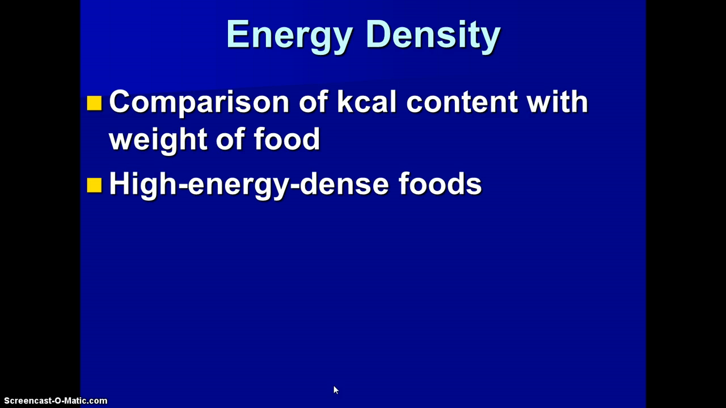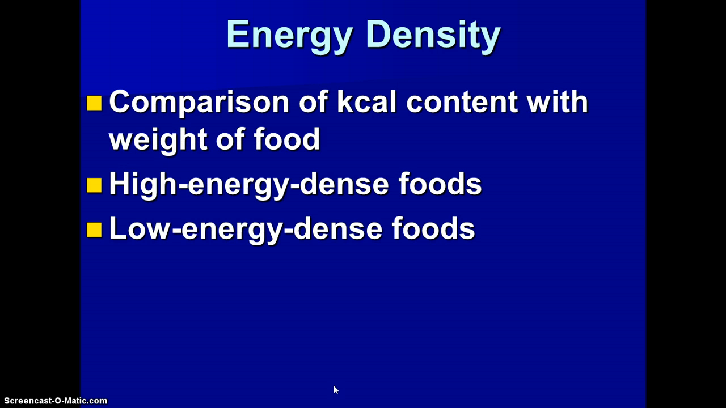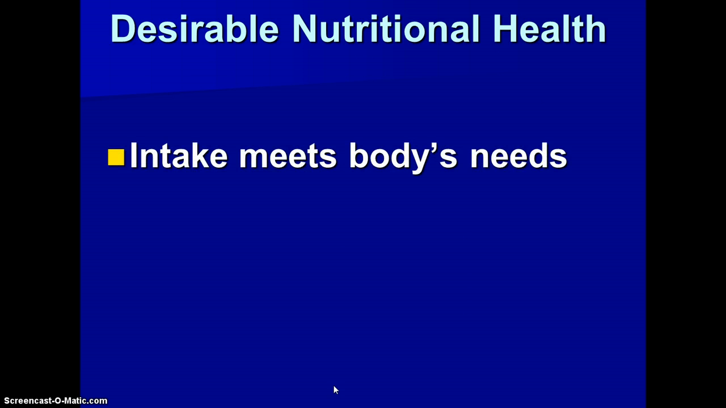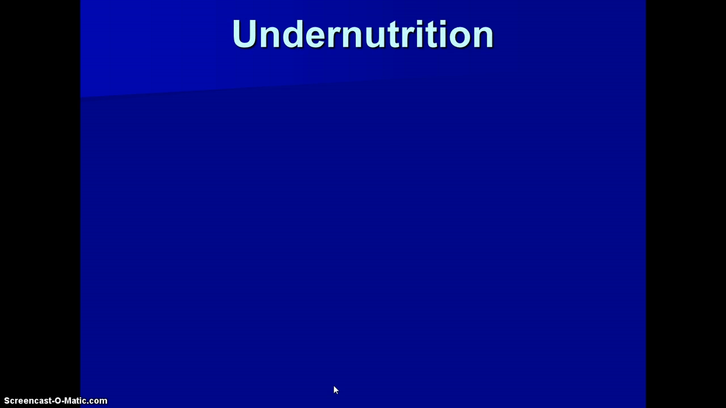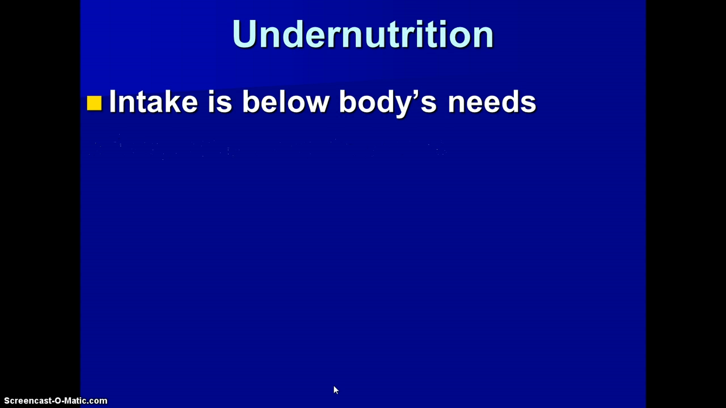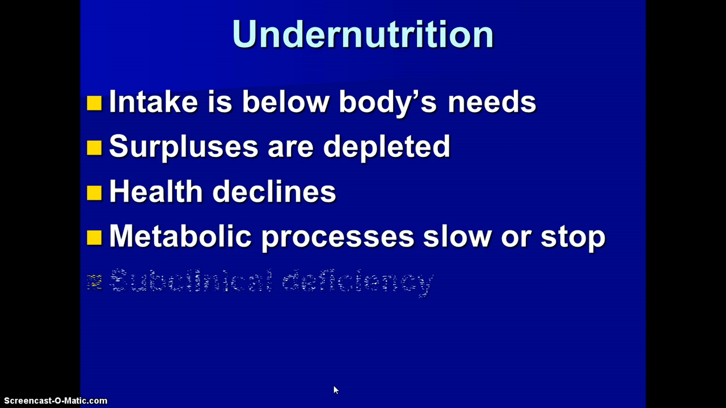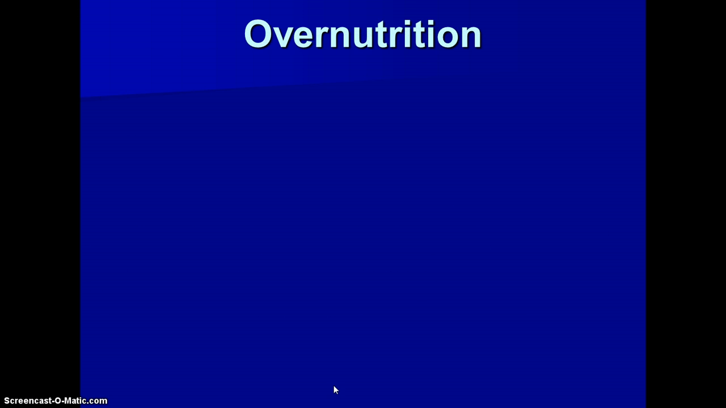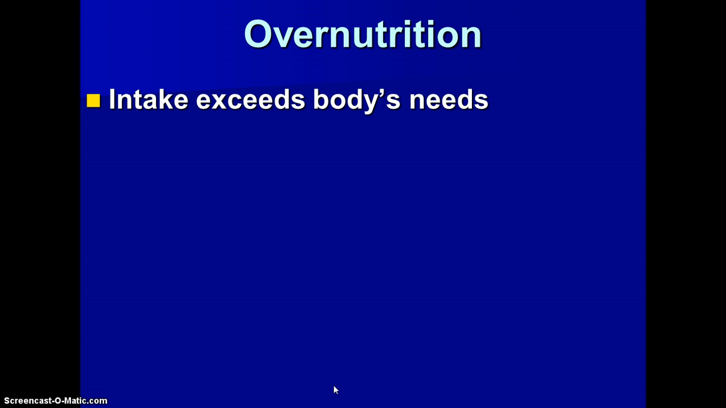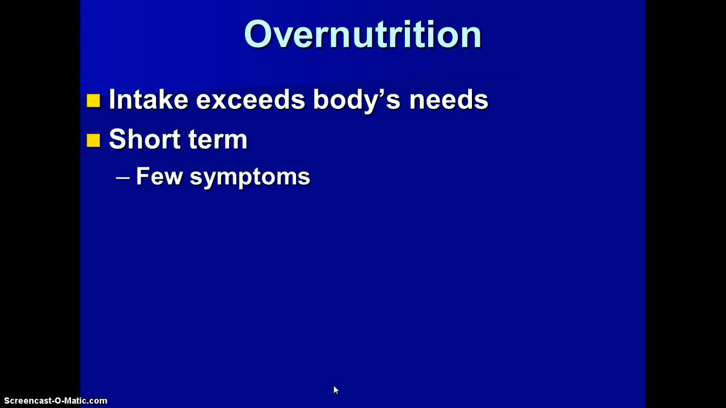Energy density looks at the number of calories in a serving. So high energy dense foods are high calorie foods. So when we talk about nutrition, we kind of want to know how healthy is somebody. And we don't want somebody to be undernourished, which is an example of undernutrition. But what we see really in this country is more overnutrition. And we see this in the form of obesity. We are consuming more calories typically than our body needs.